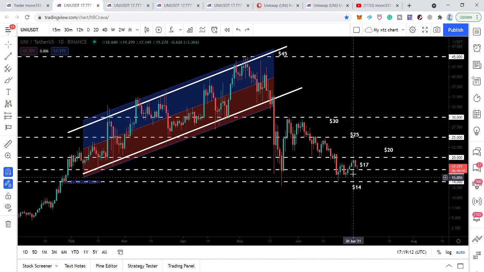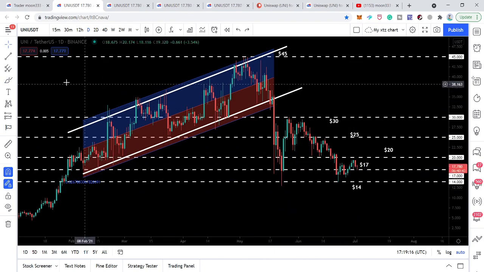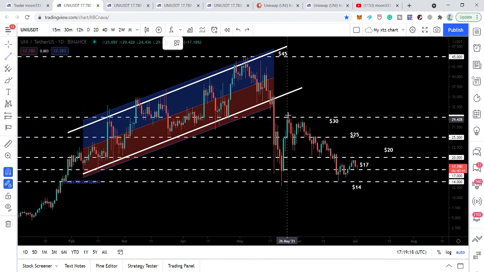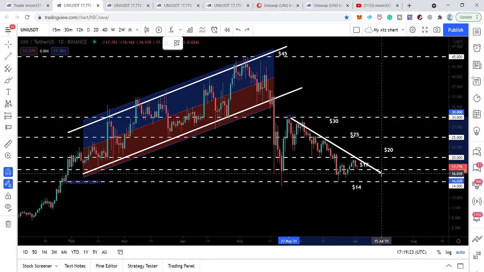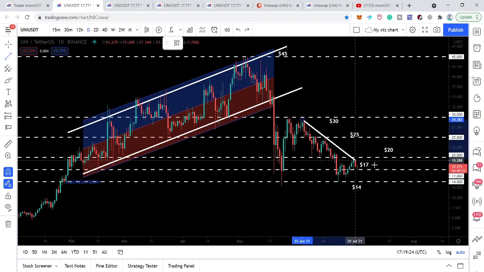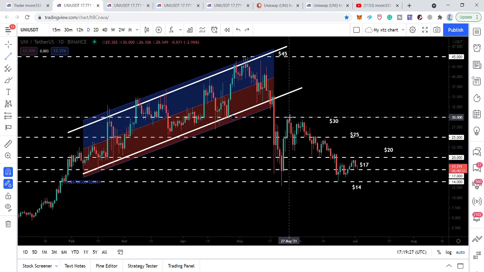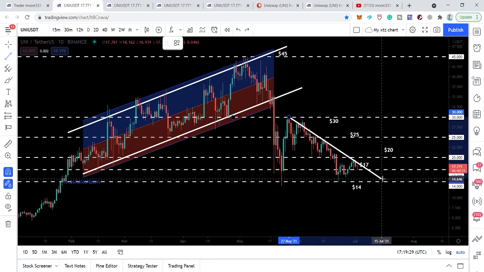However, this time the price action has also broken out this next resistance of $17, and before this the price action also has formed this recent down channel, and this is the resistance of this recent down channel that starts from here.